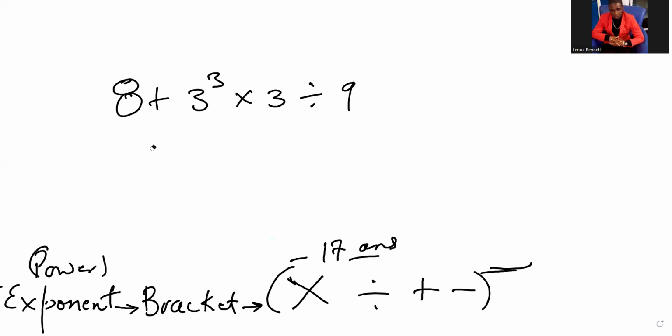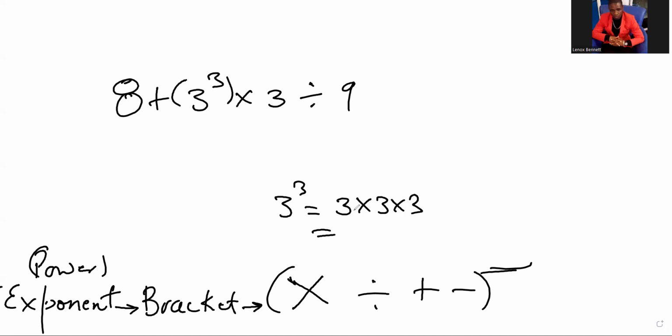Now, the rule says we must do the exponent first. If there is a bracket in there, we still do the exponent first. So we're going to go straight to the exponent, which says 3 cubed. What does 3 cubed mean? It means 3 multiplied by 3 multiplied by 3. 3 threes, 9. 3 nines, 27.